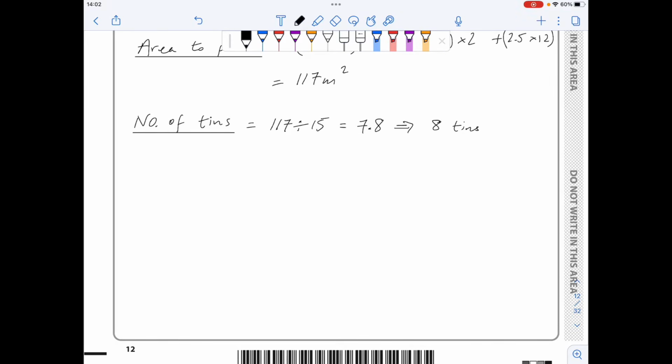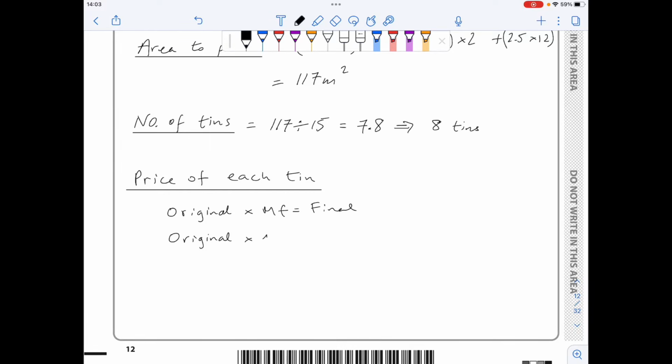Hence, the price of each tin can be found by using the formula: original times the multiplying factor gives me the final price. So original price times 1.10 equals 26.95. So the original price is 26.95 over 1.10, which comes out to be 24.50.